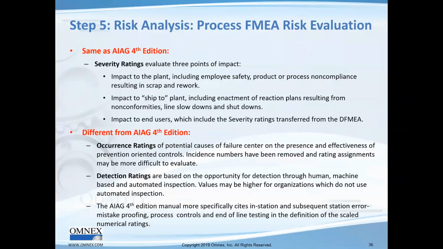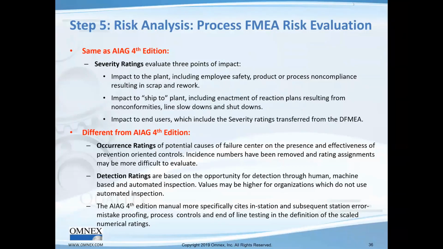So here you see the severity ratings. It looks at 3 points of impact, which is the same as the 4th edition, the plant. So you look at severity, you look at everything downstream, all right? But I'll say this, folks, it was there before, but not really emphasized in the 4th edition. In the 4th edition, the effect of the failure in the process FMEA ties to a design FMEA. So there's a relationship between design failure and process failure in the AIAG VDA FMEAs, okay?